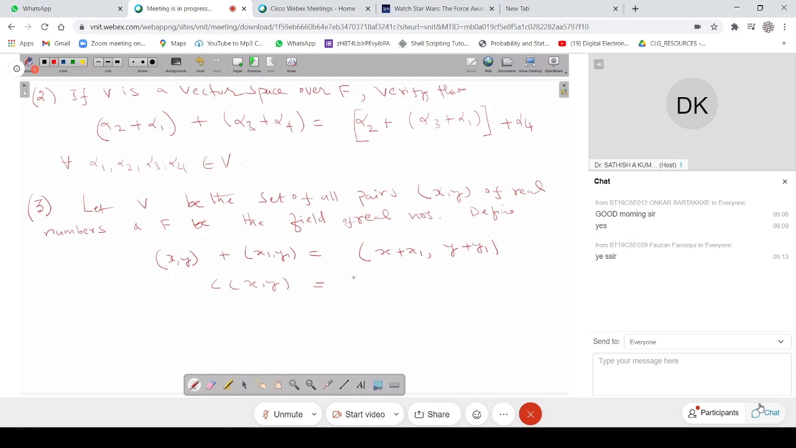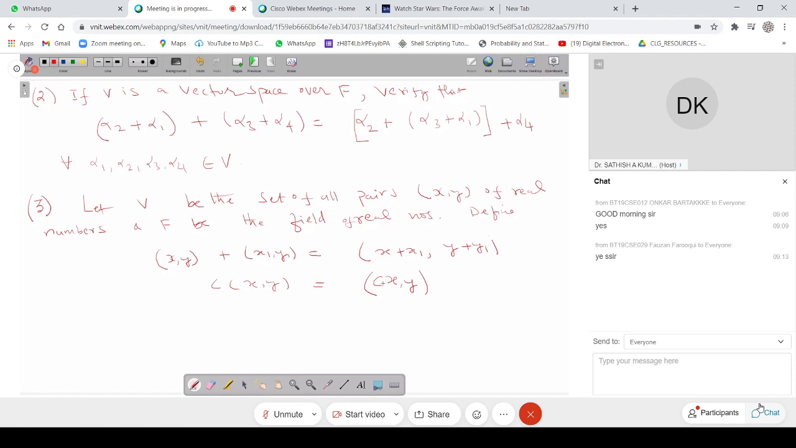Now I am defining not cx comma cy. I am just defining cx comma y. If I have c of x comma y, I am just multiplying with c only the x, so that c of x comma y is defined as cx comma y. Now we have to see whether it can form a vector space or not. For that you need to verify those things.